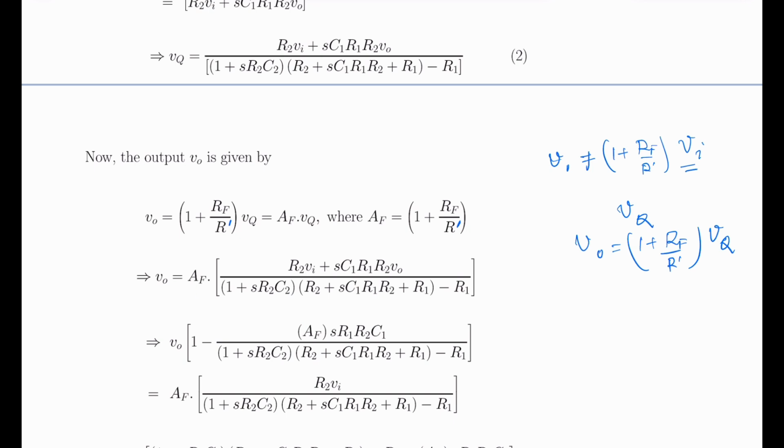So this is Af into R2 Vi plus S C1 R1 R2 V0 upon 1 plus S R2 C2 into R2 plus S C1 R1 R2 plus R1 minus R1.